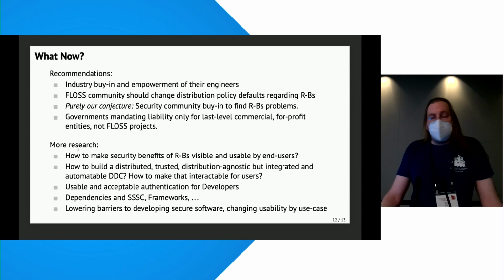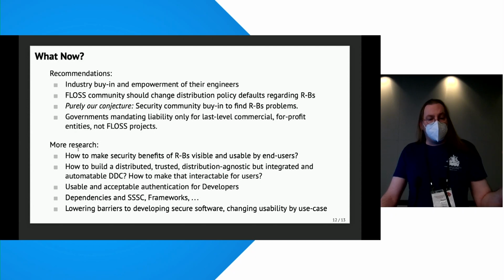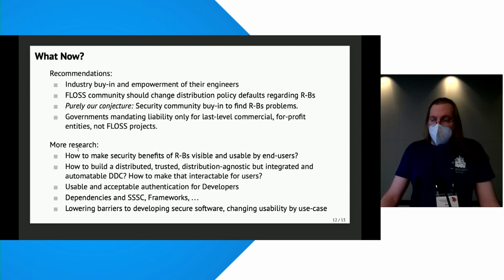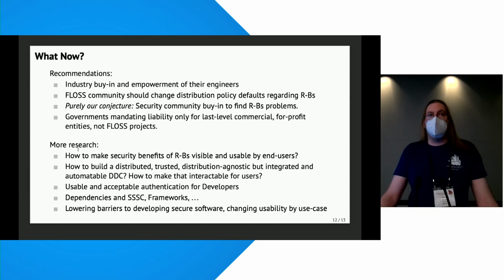So what now? We've got some recommendations. First, we need industry buy-in and empowerment of their engineers, which are the people who can fix this. And the FLOSS community should have secure defaults, which is to make everything built reproducibly by default and make an issue if it isn't. And we, as a security community, should also look into things which might change the binaries that we need to trust. And governments mandating liability, well, that liability should only be for last-level commercial for-profit entities and not FLOSS projects. This might harm the whole industry if this gets worse.